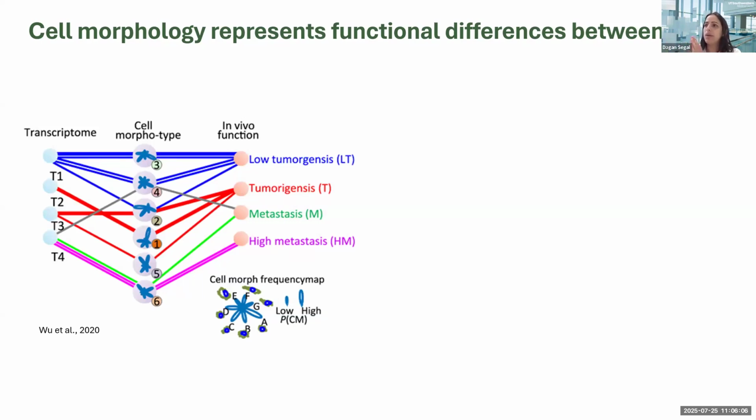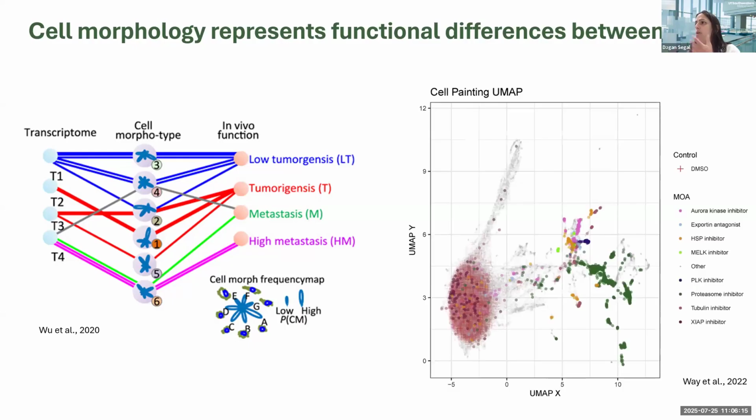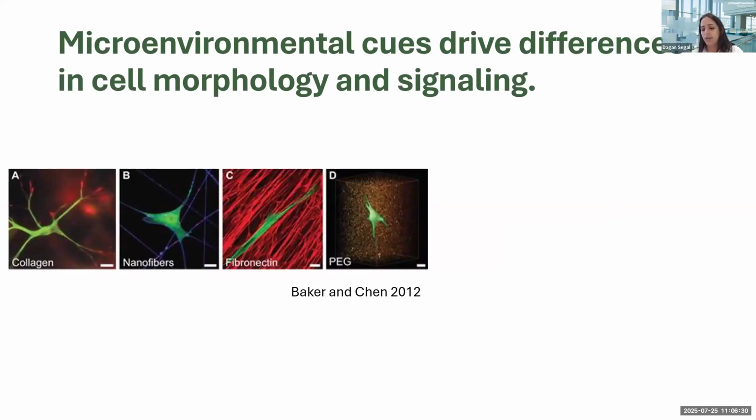For example, this Schwartz lab paper talks about how different cell morphotypes correspond to different transcriptional signatures and different in vivo functions, or this beautiful work by the Carpenter lab using their cell painting morphology classification system as a way to distinguish cellular response to different chemical drug perturbations. And because morphology is such an accessible, quantifiable readout, many rely on it as a functional output, especially in studies that look at different microenvironmental conditions, because the morphology is one of the first things to change in these systems.